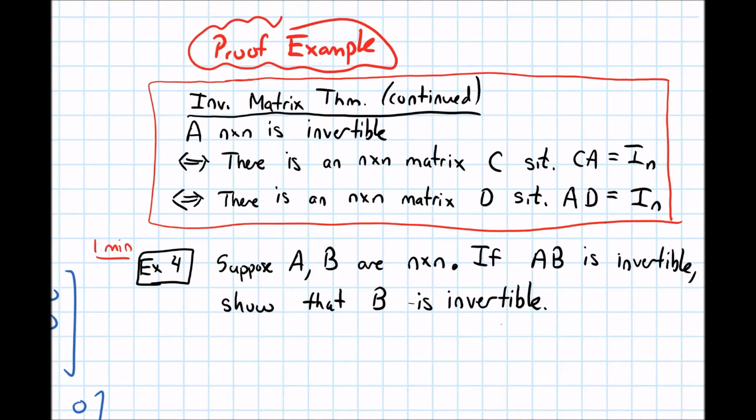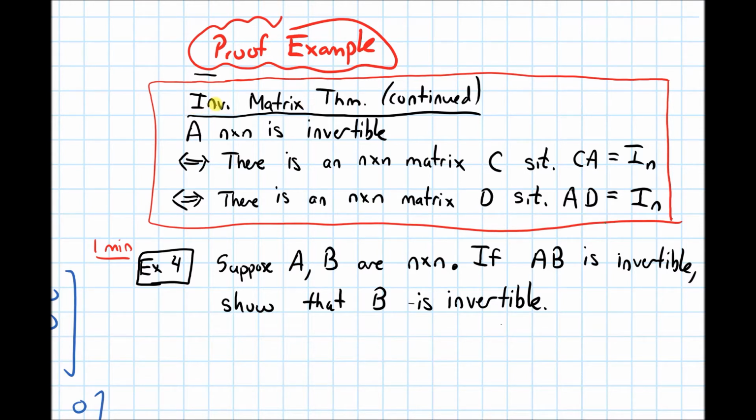In this video, we're going to do a proof example. Proofs can be tricky, they can be more conceptual and more challenging, but I want to do an example where we break down some of the steps behind proofs and talk a little bit about proof strategy. This example is going to involve part of the invertible matrix theorem.